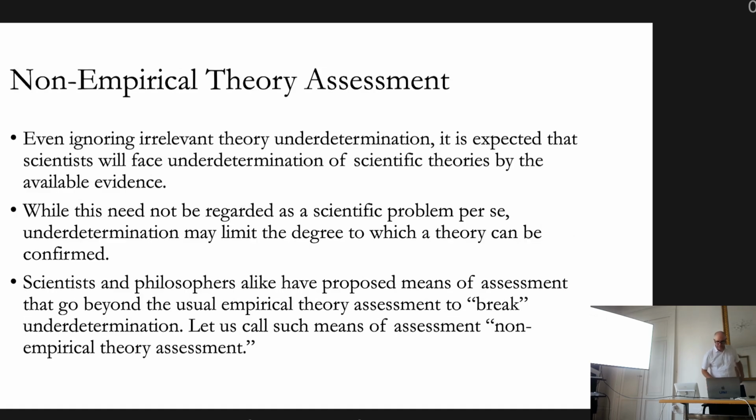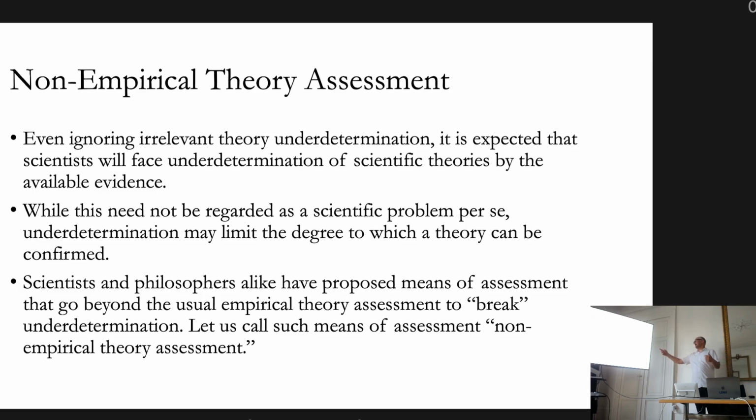Okay, so even if we ignore these scientifically irrelevant kinds of theory underdetermination, it's generally expected that scientists will face underdetermination of scientific theories by the available evidence to some extent. Right? So underdetermination is a real challenge in scientific methodology. It doesn't have to be regarded as a scientific problem, in the sense that if we have underdetermination, this causes a problem for science and its progress, especially since we expect it to happen. It's something that has to be accounted for in a way.